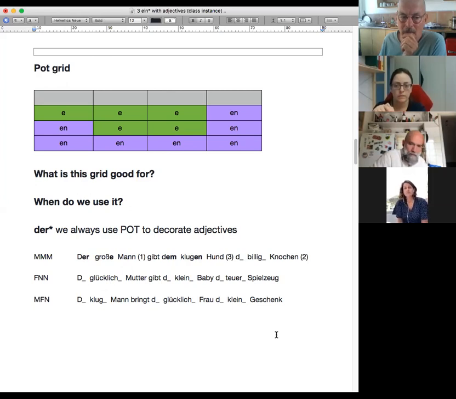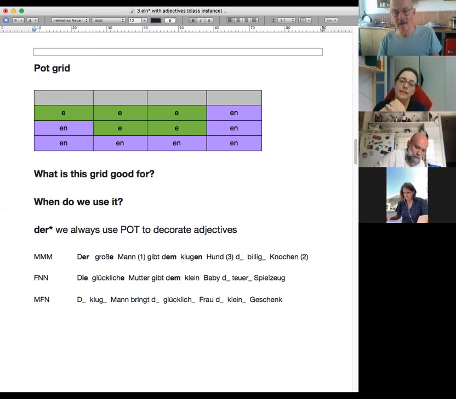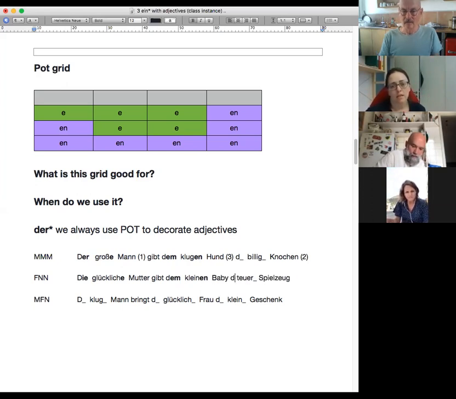What's this one, Emily? Die glückliche Mutter gibt dem kleine Baby. In the pot or out of the pot? Out of the pot. Therefore, kleinen Baby. Das teuren Spielzeug. In the pot or out of the pot? In the pot. Das teure Spielzeug. We can lose this E. Teure Spielzeug.